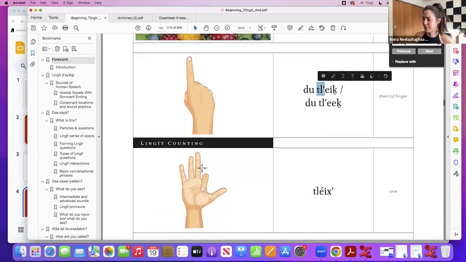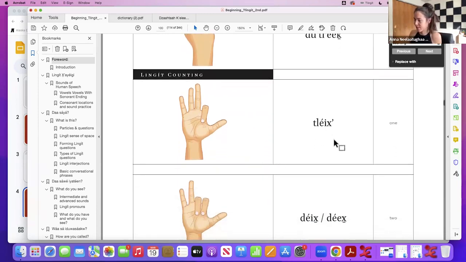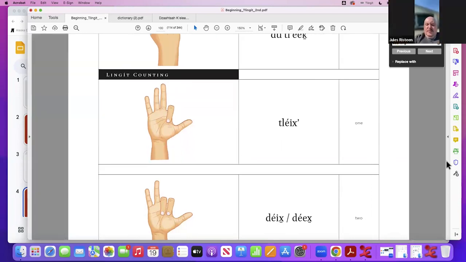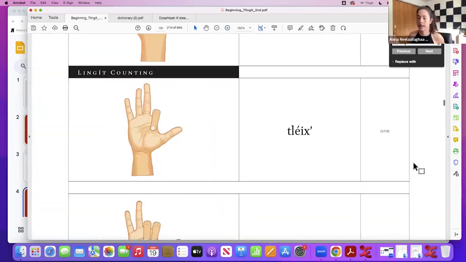And then in the beginning Tlingit workbook, we get right into counting. It's like, while we're talking about fingers, let's count. And the hand motions are here. I encourage you to practice them while you're saying the numbers because for me, it helps me internalize it if my body is acting it out. So first one is 1. Repeat this after me. Take. Good. You sound good.